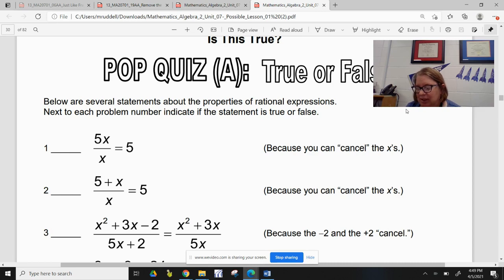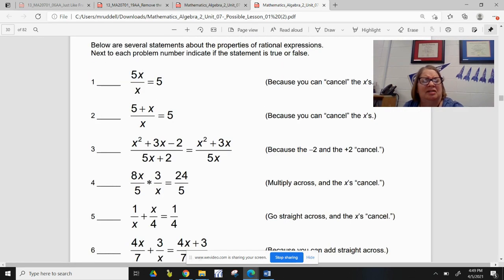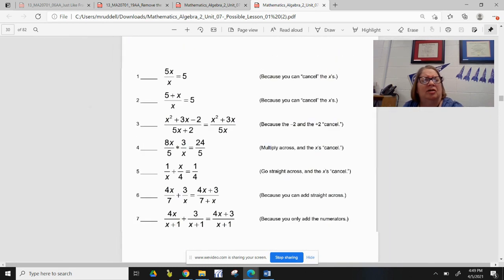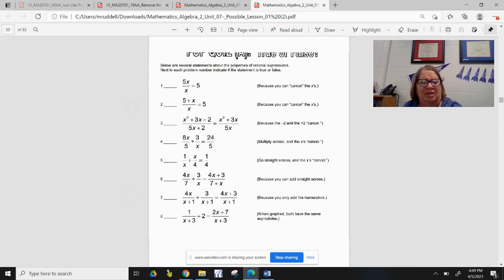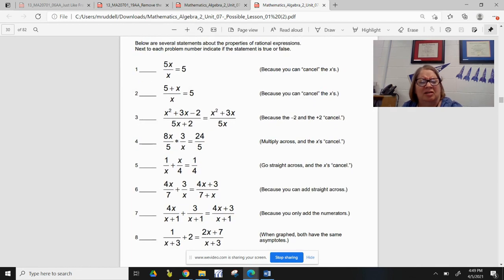Next to each problem number, indicate if the statement is true or false. So what I'd like for you to do is take a minute. Let me see if we can get all of these on there at one time. All right. So look at each of these expressions or equations and the statements beside it. And I want you to decide if they are true or false.